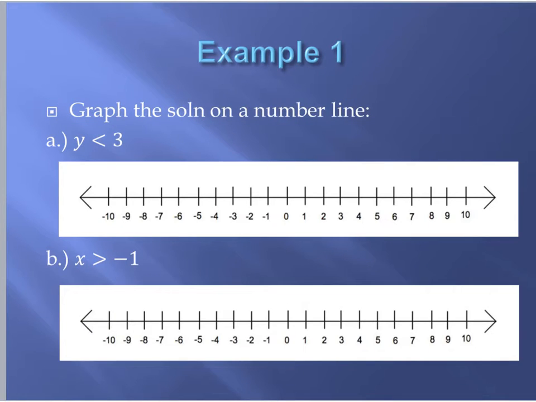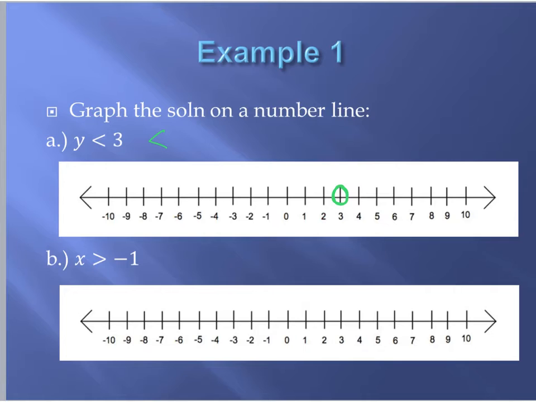For example 1, part A, it says graph the solution on a number line, and it says y is less than 3. I have the inequality, which is a less than symbol, so I'm going to come over to my graph on the number 3, and I'm going to put an open circle, and then I have to find all the values that are less than 3.